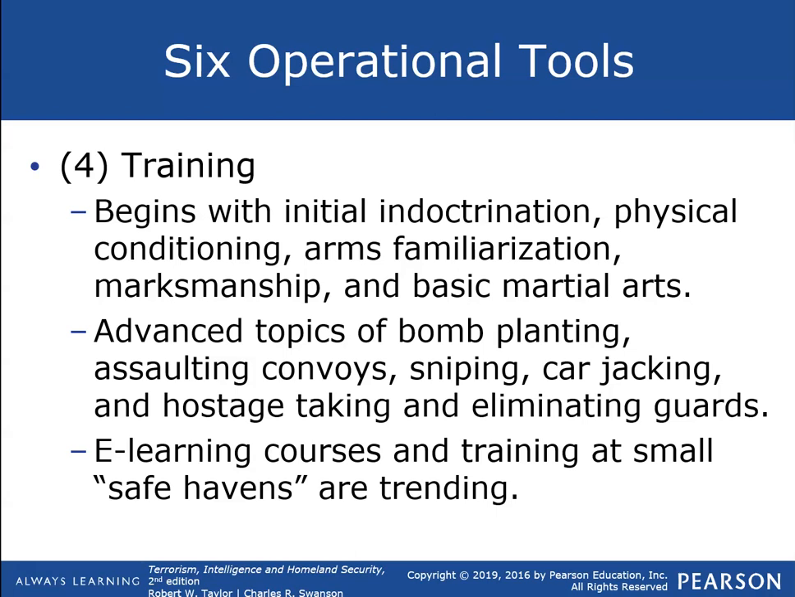Okay, so still on operational tools. Now we're going to look at the fourth operational tool, and we're going to talk about training. For most recruits to terrorist groups, training begins with an individual emphasis on indoctrination, physical conditioning, small arms familiarization, marksmanship, and basic martial arts and self-defense. And more advanced topics include planting bombs and tactics for, let's say, assaulting military convoys and installations. And some terrorists will receive training for specialized functions like becoming a sniper or bomb building or car hijacking, hostage taking, and even taking out sentry posts. So we have all of these different things that are there.